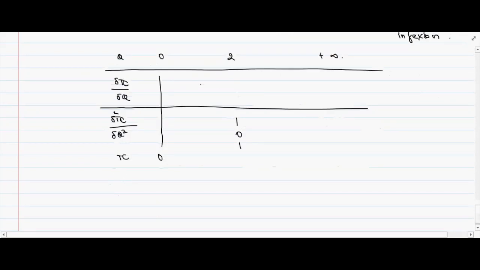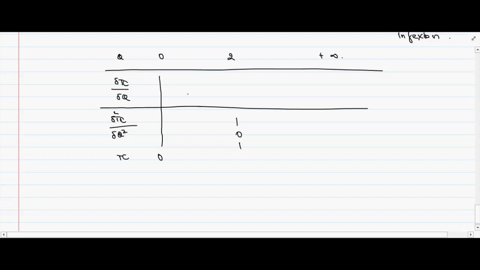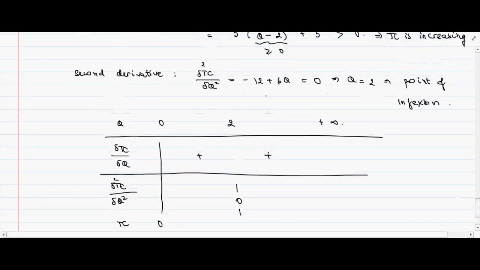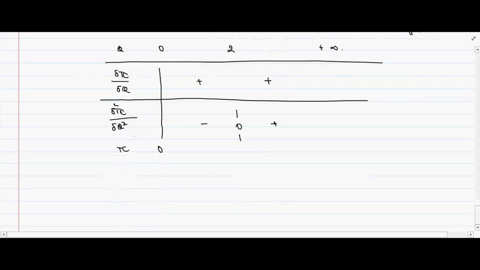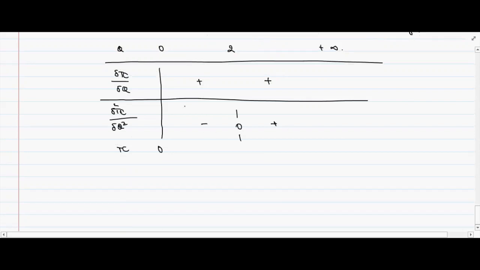Now the total cost, so the first derivative, I know that is going to be positive all the way. So it's always positive. Now for the second derivative, for any quantity smaller than 2, for example quantity equal to 1, the second derivative is going to be negative. And for any quantities bigger than 2, for example quantity equal to 3, it's going to make the second derivative positive. So what does that mean by having a positive or negative second derivative? The first derivative is going to tell you whether the graph is increasing or decreasing, and the second derivative is going to tell you whether it's convex or concave.